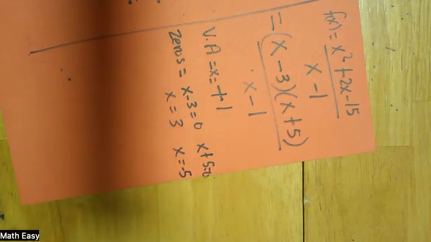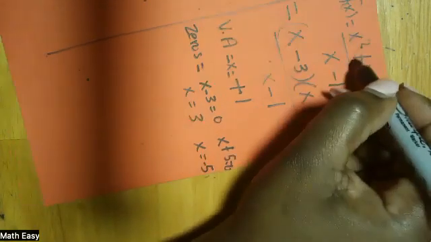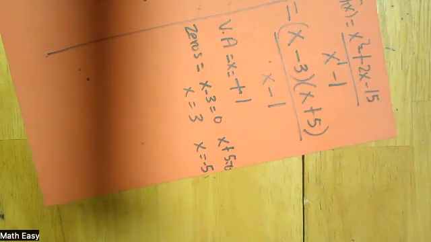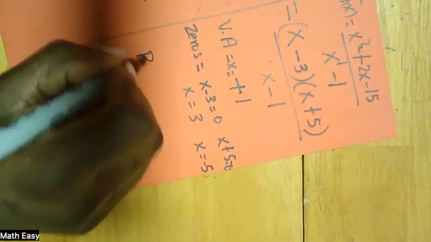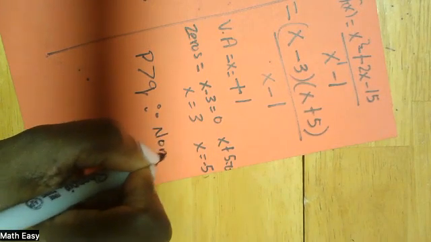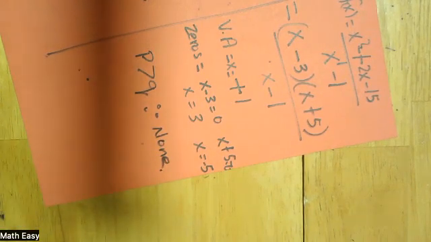For the horizontal asymptote, the degree here is 2, the degree here is 1. If you notice, p is greater than q, therefore there is none. No horizontal asymptote. Hope that has helped you, and we will see you in the next video.